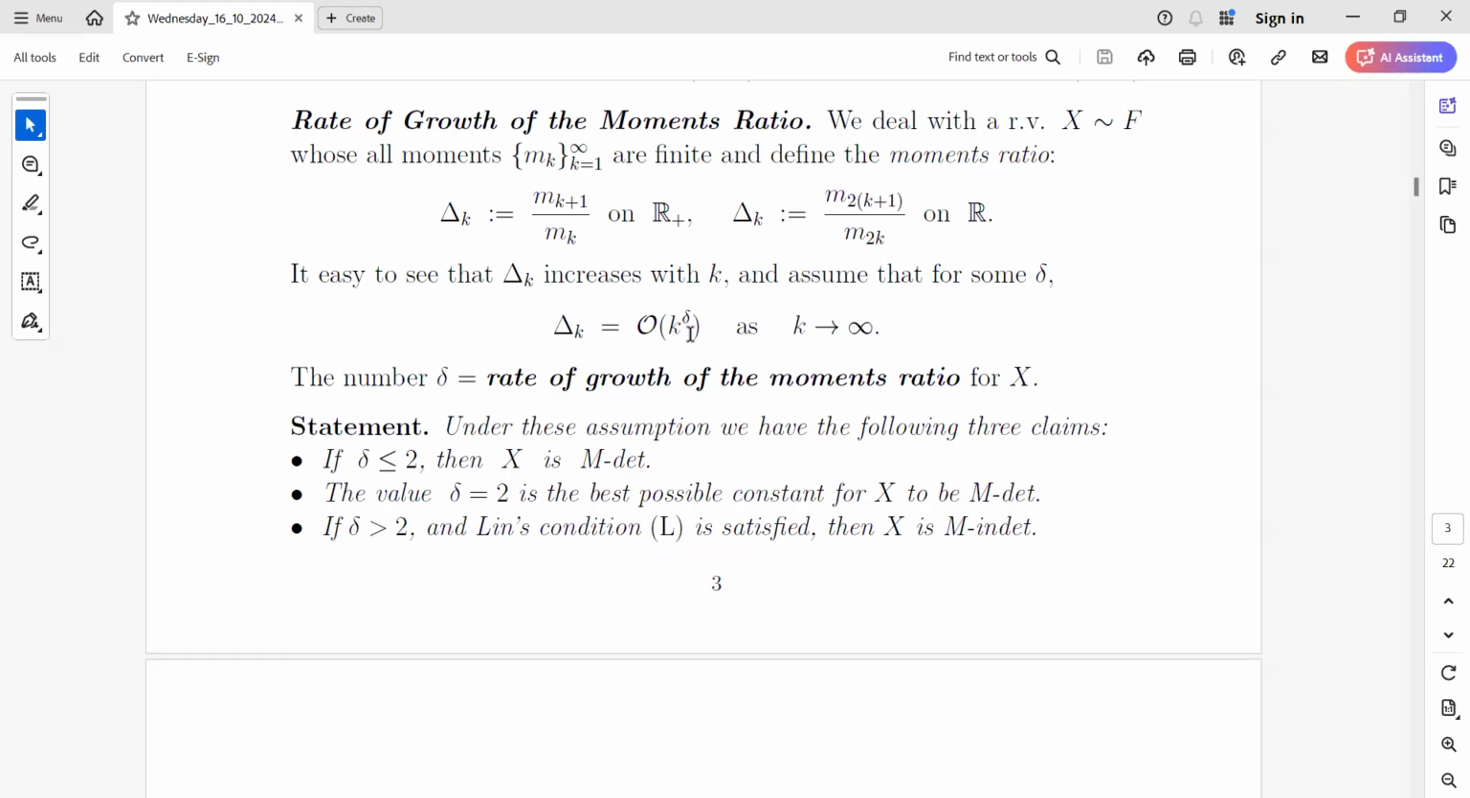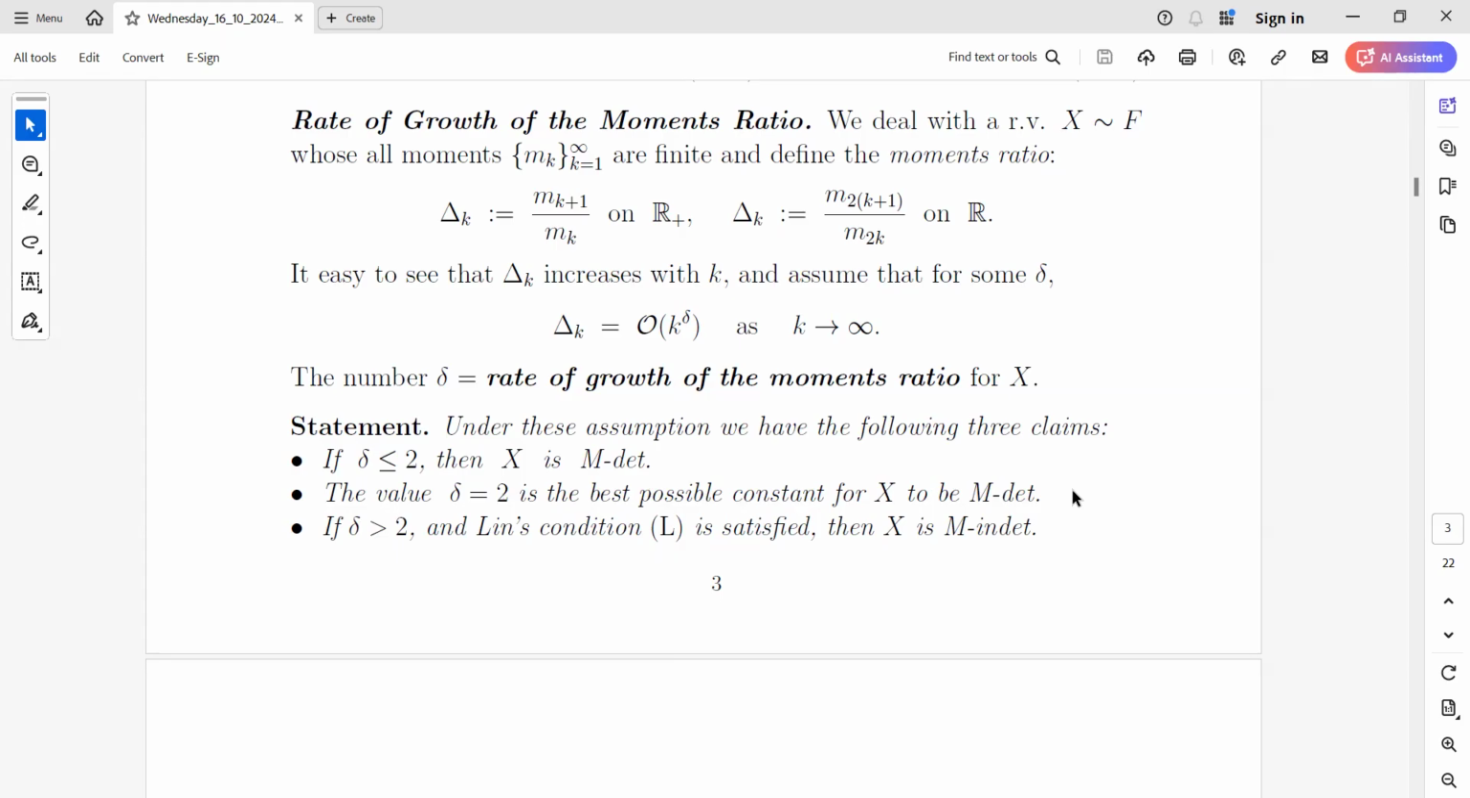So now we introduce what is called the rate of growth of the moments ratio. So this is the ratio in this case, this is the ratio in this case. And here we have some delta. And it turns out that all depends on this delta. So we have three statements. If delta is not more than 2, we have uniqueness. Delta equal to 2 is on the boundary, on the border. But this is the best possible constant.